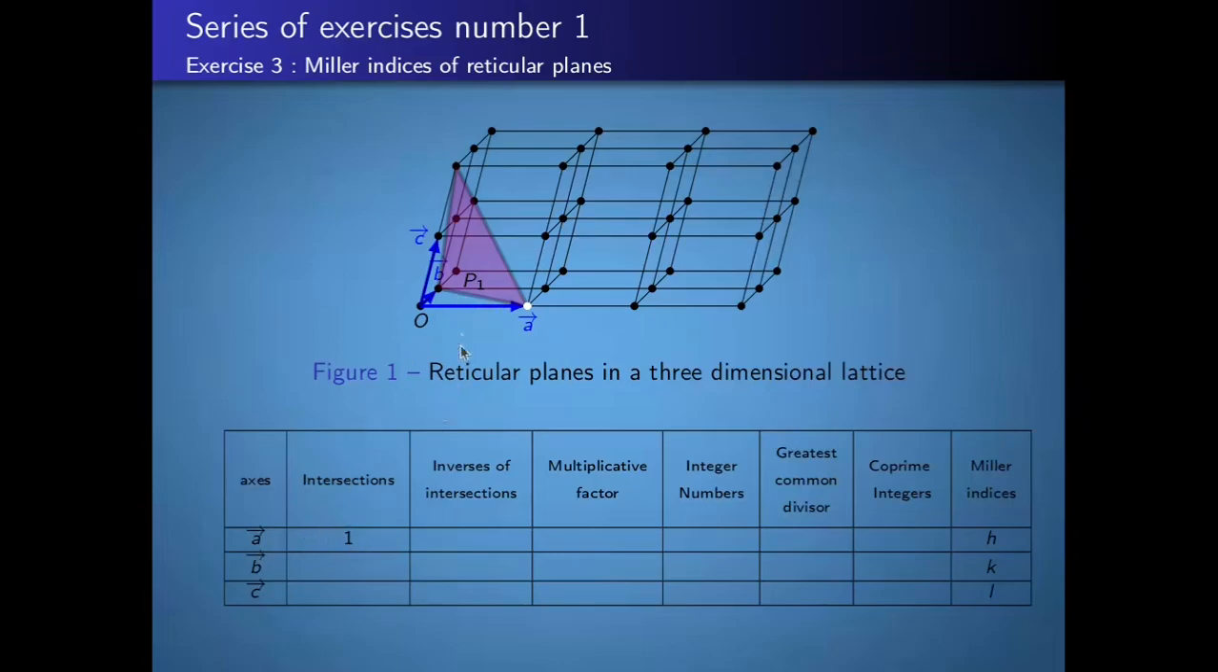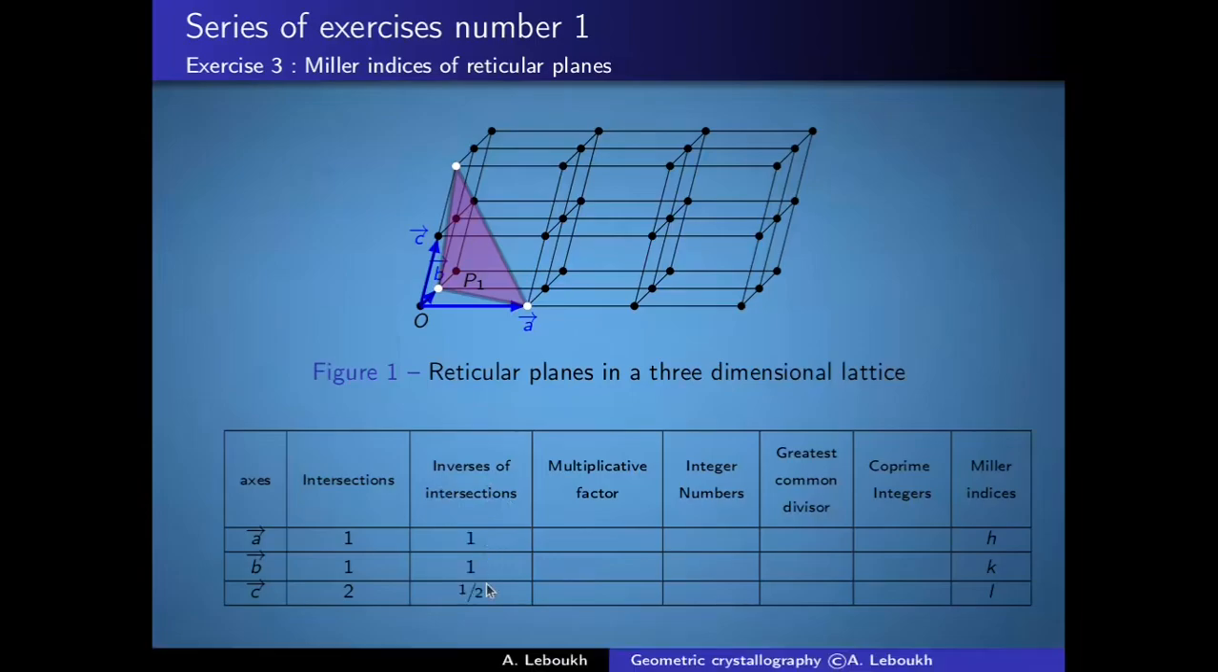The intersection of this plane with the B axis is also 1B. And with the C axis we have 2C here. This intersection is from the origin at 2C. And we say that we have 2C as intersection. We take now the inverses of intersections and we find 1, 1, 1/2.